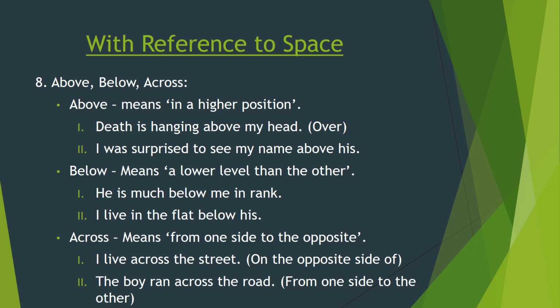Another example we can have: the aeroplane flew above the clouds. Whereas when we have to use the preposition over, we will say he put nets over the plant. Net and the plants, there is not much difference. There is not much space. But the aeroplane flew above the clouds means there is more space between the two objects.